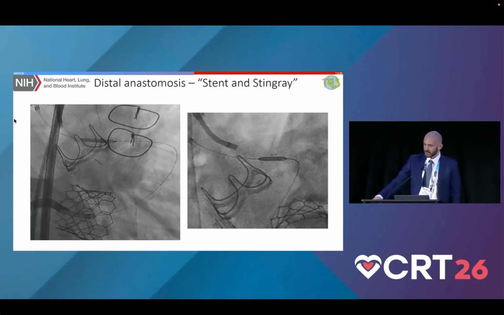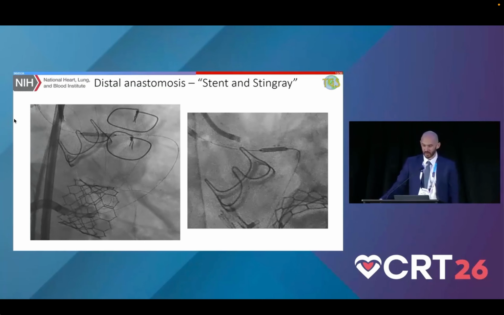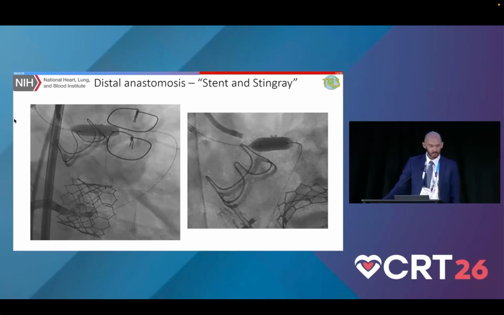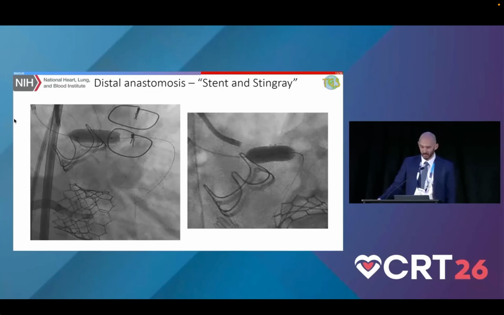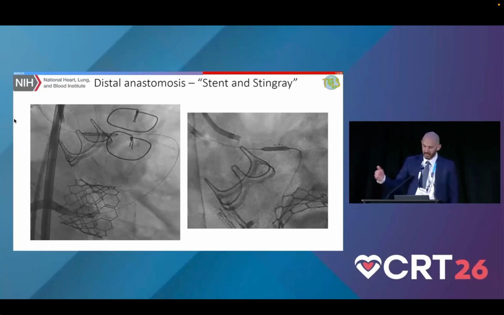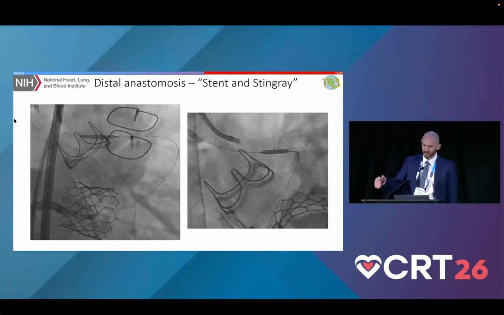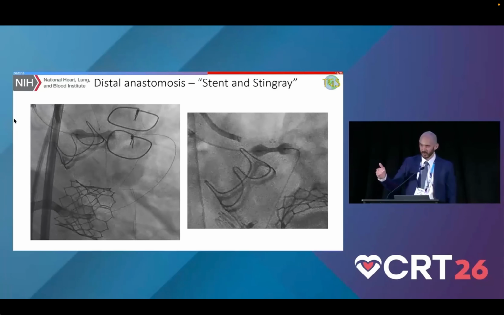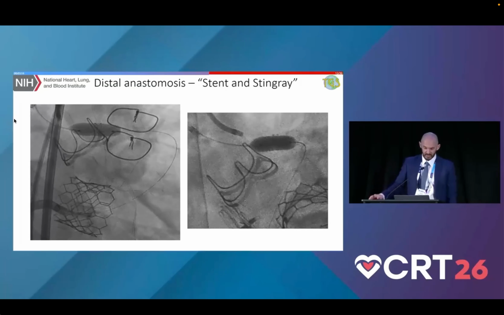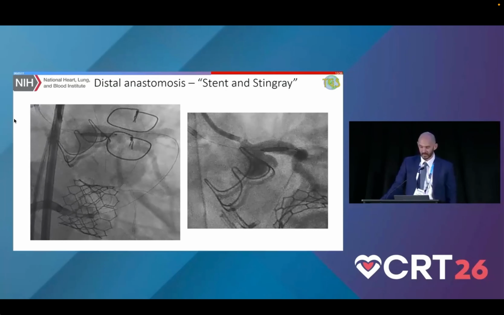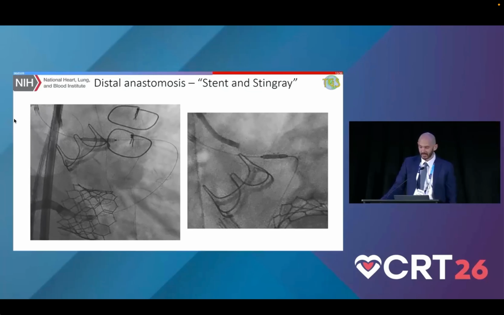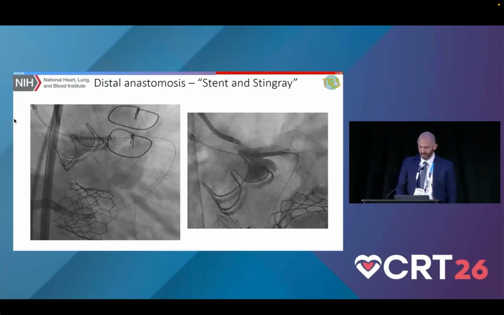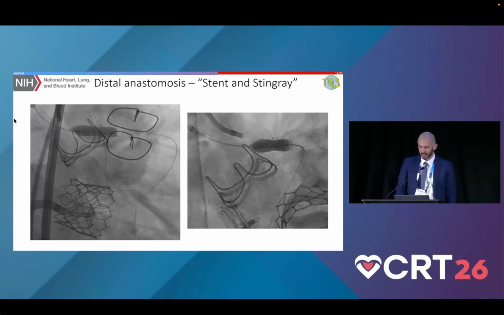But the next key innovation for the distal anastomosis is something we call the stent and stingray technique. So using some of the learning from CTO world, we get the stingray balloon catheter retrograde up the septum and back to the left main, and then stent that to the roof of the left main with, in this case, a 7x15 stent, because the left main was gigantic. You can see the 2 dots of the stingray just being elevated to the roof of the left main as the stent is deployed.